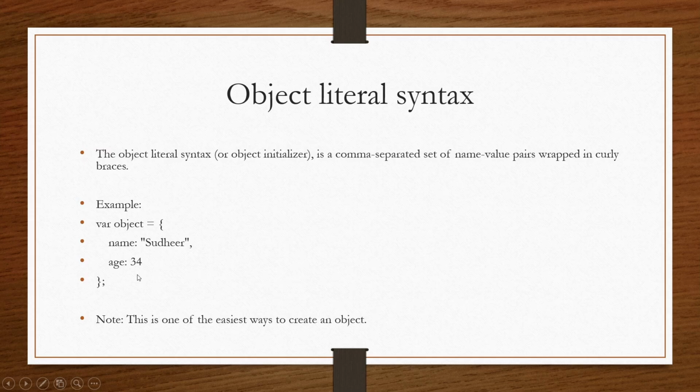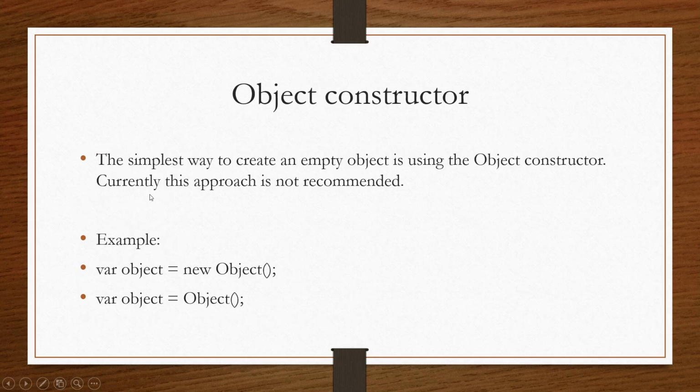Now let's look at the object constructor. This is the simplest way to create an empty object using the object constructor. Currently this approach is not recommended, but we can try it. First, we create the object using the new keyword. But right now in JavaScript, Object itself is a built-in constructor function, so technically you do not need the new keyword.